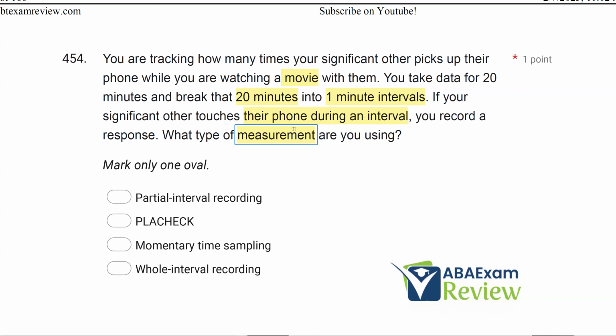So what type of measurement are you using? Well, A, partial interval recording. If the behavior happens at all during the interval, you're going to count it. Momentary time sampling and the other option both occur at the end of the interval, and we're looking at the entire interval. And then whole interval recording would be if the significant other touched their phone the entire interval, which is not the case. This is going to be partial interval recording.